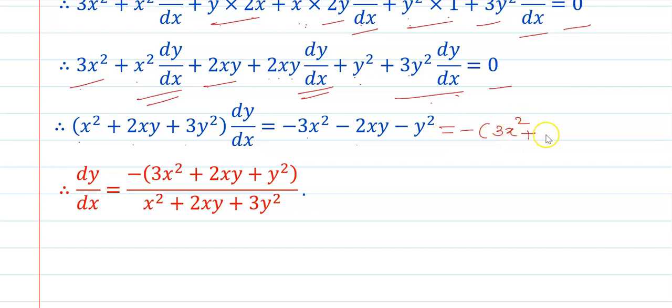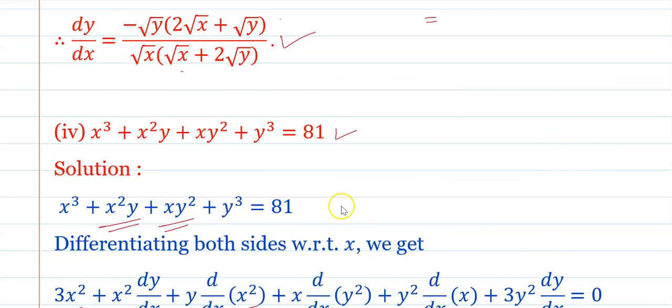If you take the minus sign, then in bracket you will get 3x square plus 2xy plus y square. Okay. And hence dy by dx is equals to minus in bracket 3x square plus 2xy plus y square upon x square plus 2xy plus 3y square, and this is the dy by dx. Okay. पुन्हा तुम्ही इथे बघू शकता.